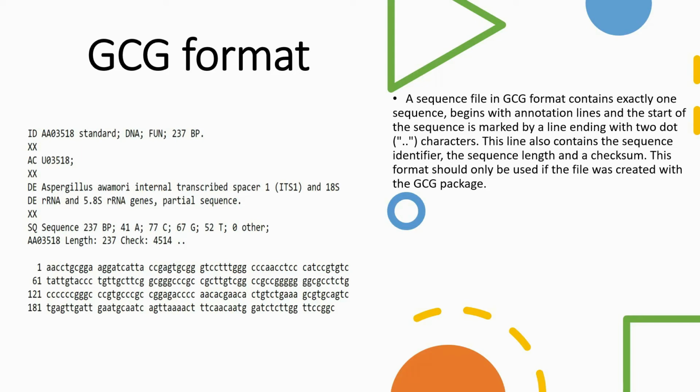So the sequence file in GCG format contains exactly one sequence, which begins with an annotation line, and the start of the sequence is marked with a line ending with two dots. GCG stands for Genetics Computer Group format, and these types of formats are usually used when you are working with a GCG package.